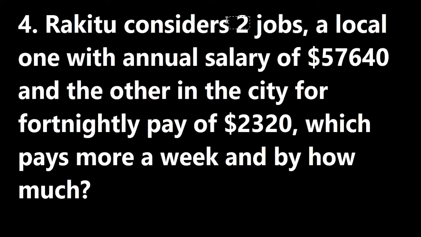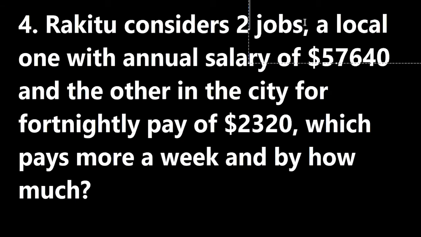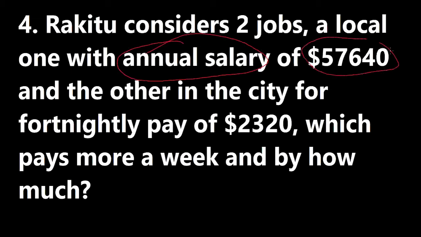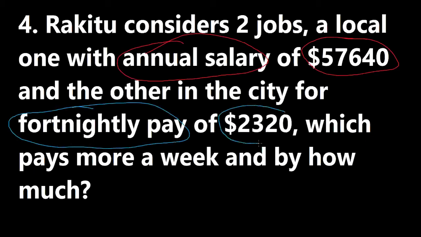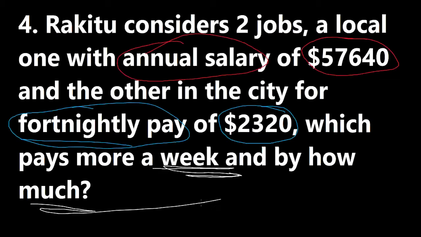So we have two jobs there, and we know that we have an annual salary of $57,640 for one of them. The other one, the job in the city, is fortnightly pay, and it is $2,320 per fortnight. So that means every 2 weeks. So we want to find out how much each one pays per week and then by how much.